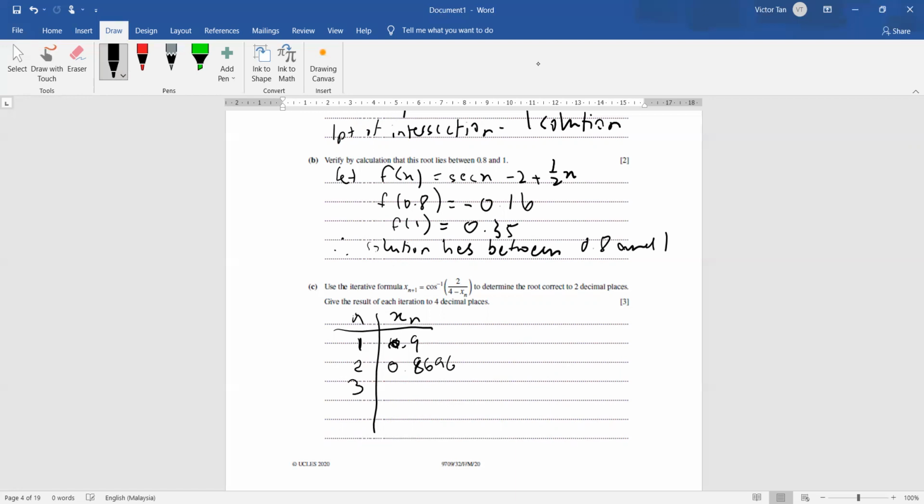It's 0.777. It's 0.756. It's 0.761. So if the numbers are near, it's 0.760. The numbers are already near, so you can approximate it to 2 decimal places, which is 0.76. That's it.